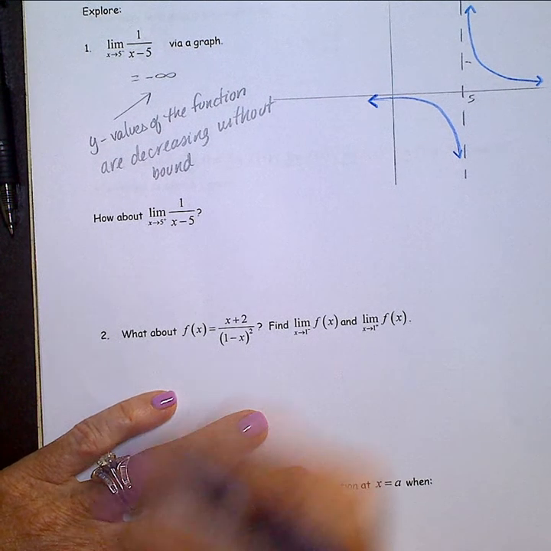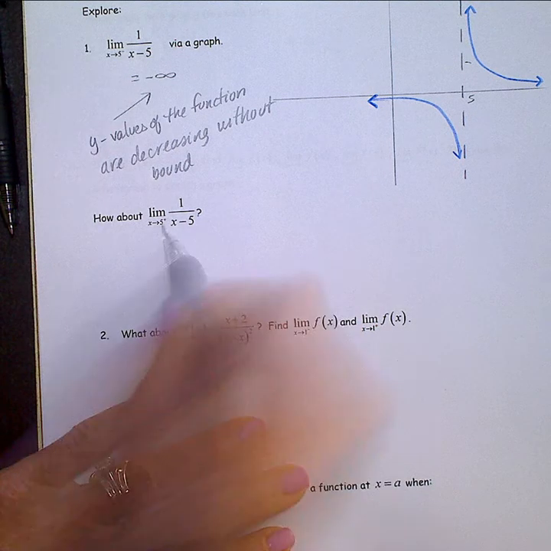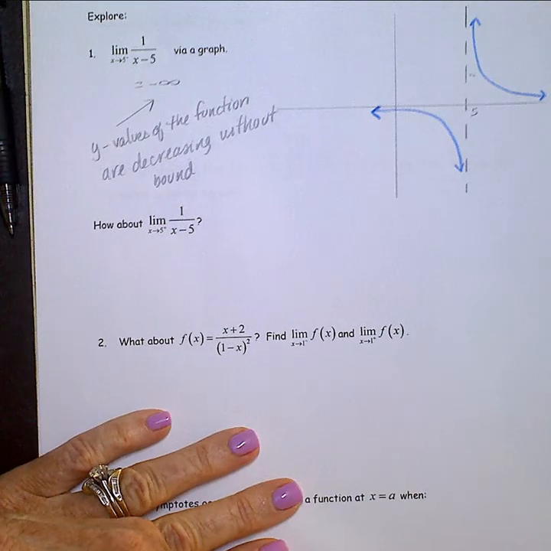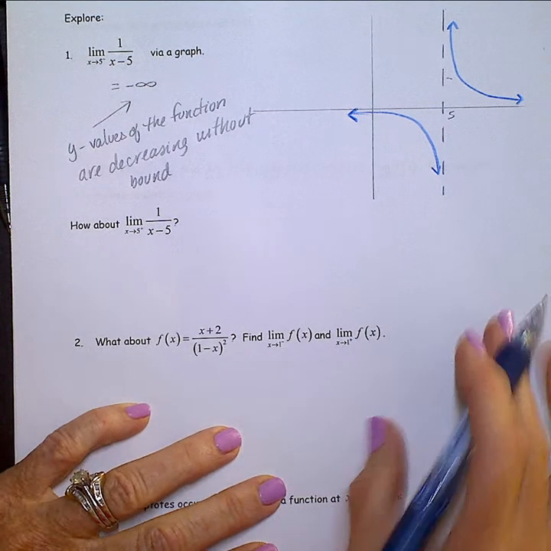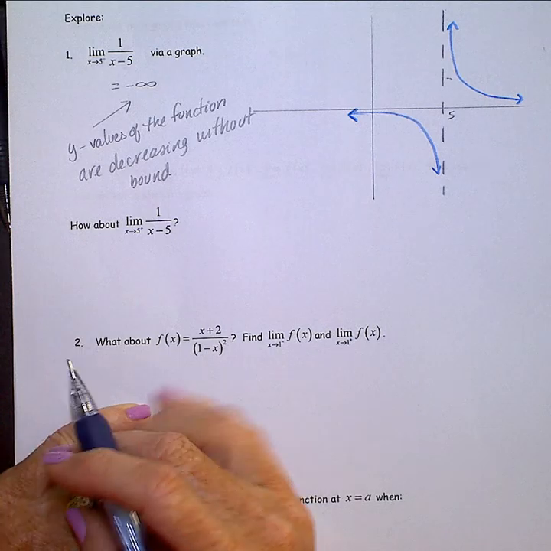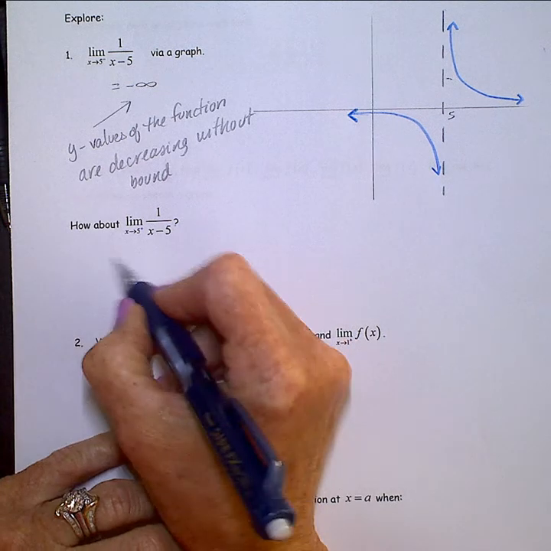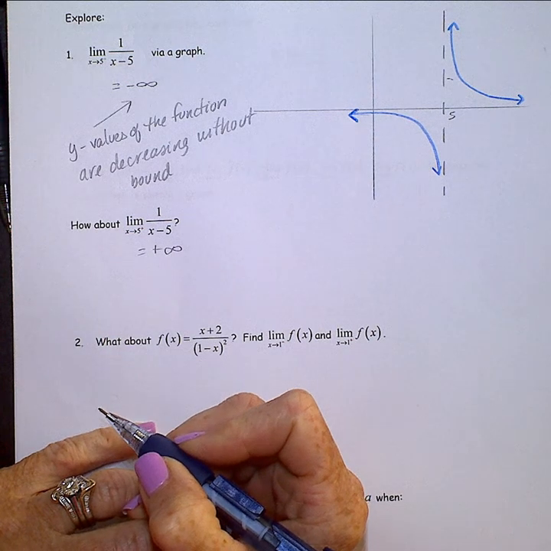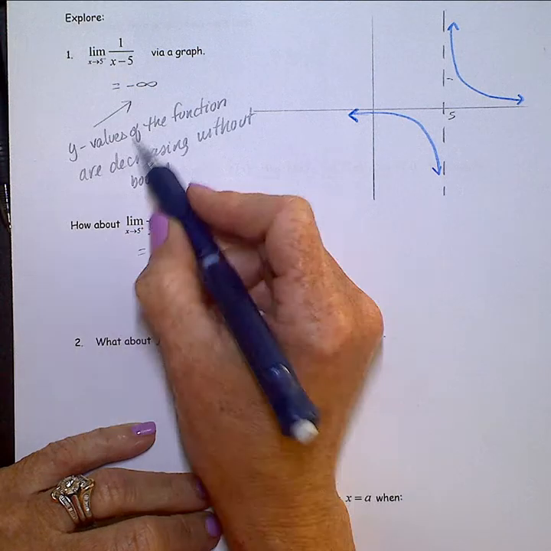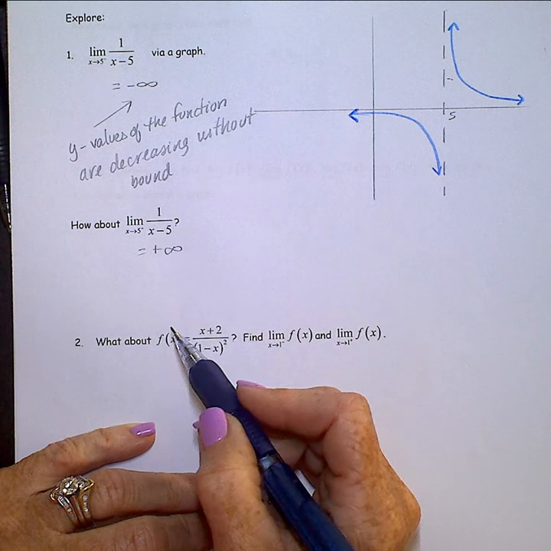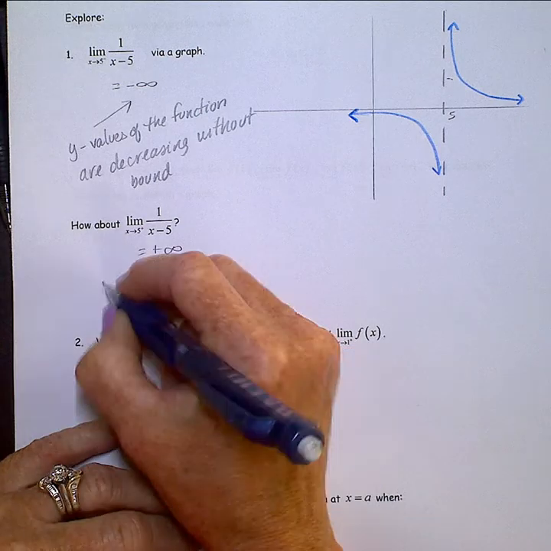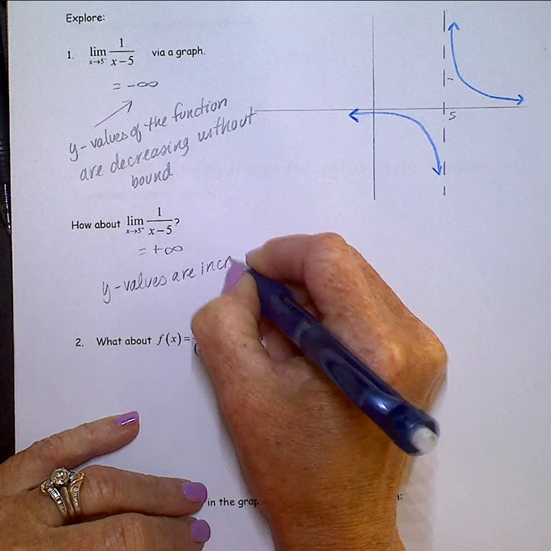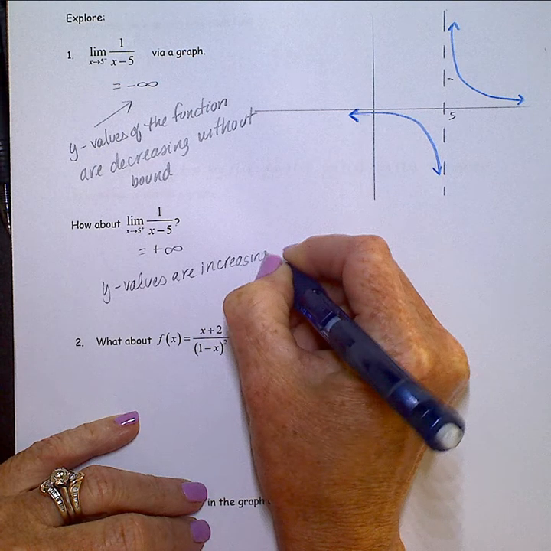Okay, what about x coming toward 5 from the right-hand side? X coming toward 5 from the right. Now what can you tell me about your y values? They are going toward positive infinity. And can you describe that? Brad, can you describe it? In terms of this, instead of the y values of the function decreasing, they're going to be increasing. Exactly. The y values are increasing without bound.